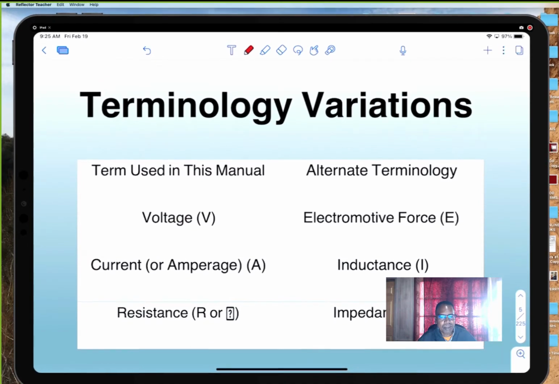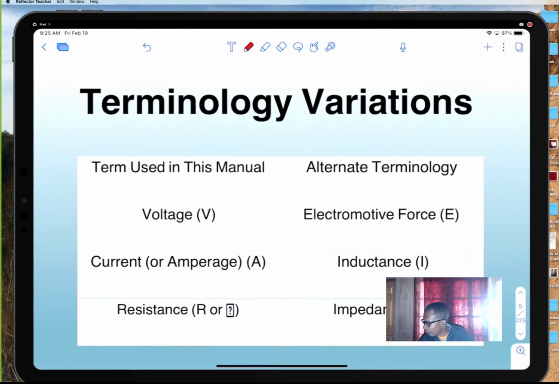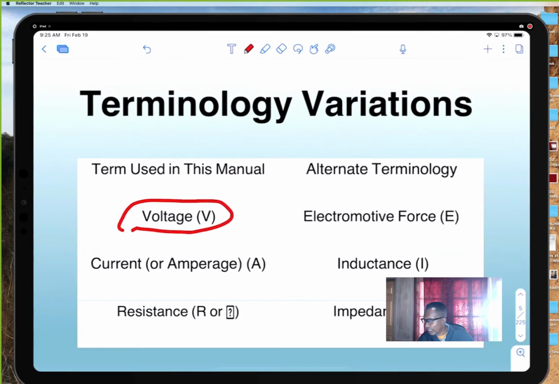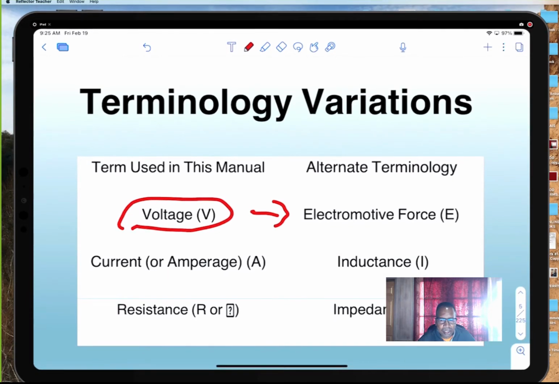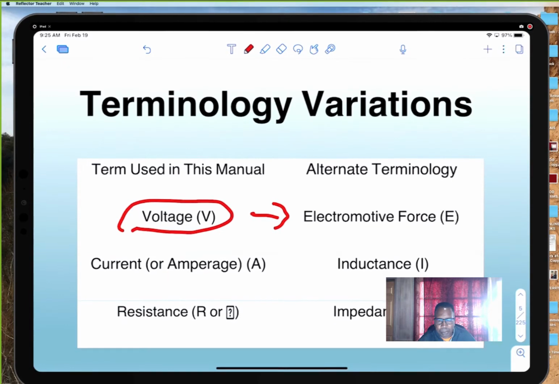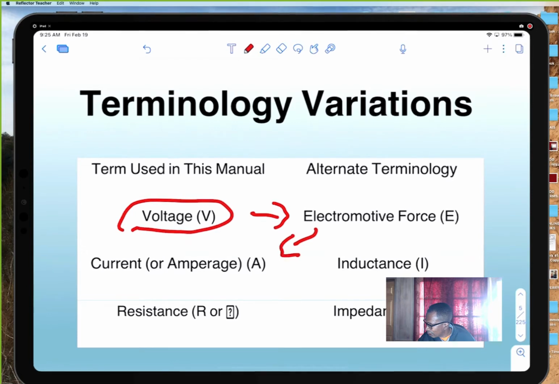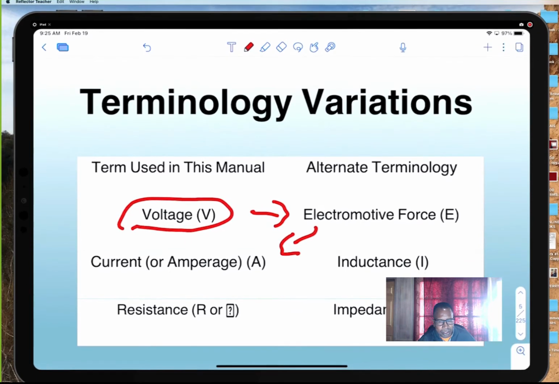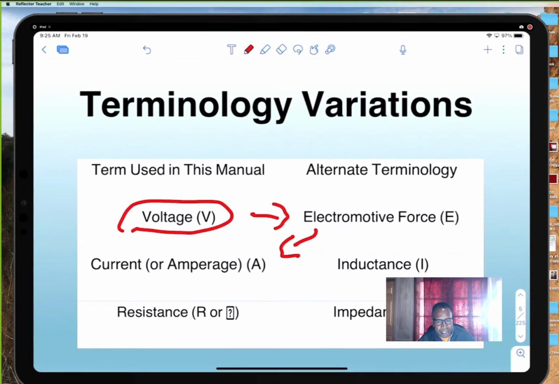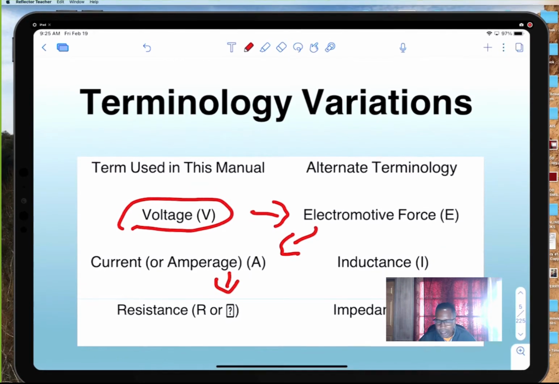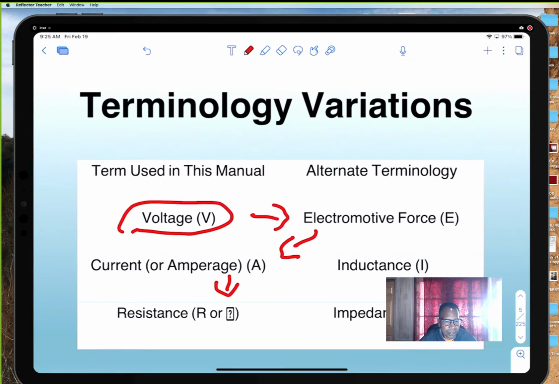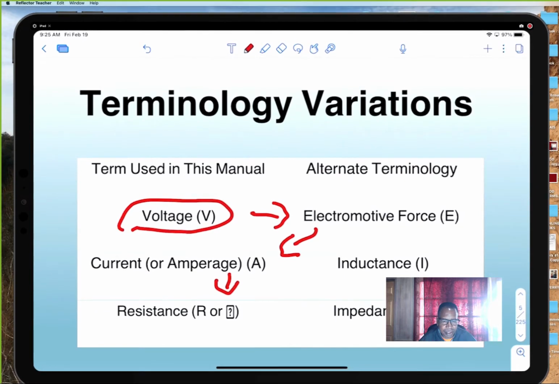All right, so the terminology variation, we already said this earlier. Voltage here is electrical pressure. Pressure meaning it will push current, which is amperage, through a resistor, which is an impedance. Every circuit has resistance.